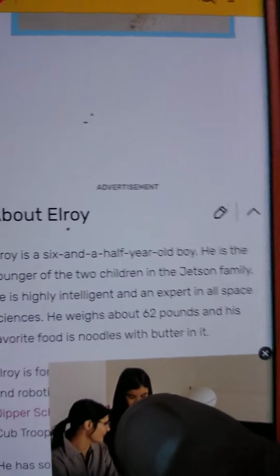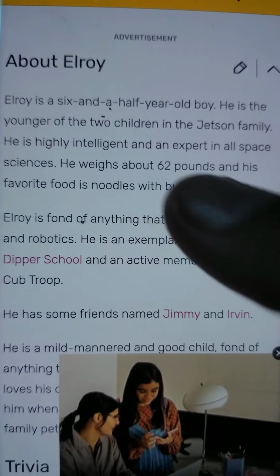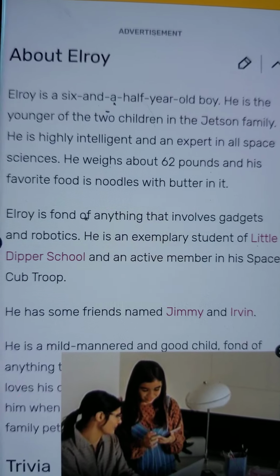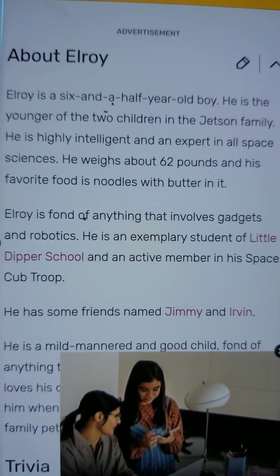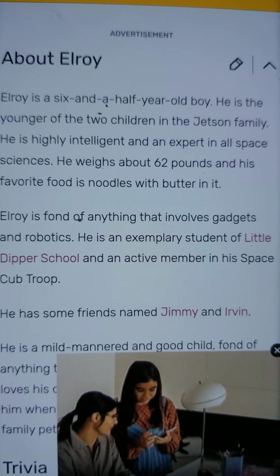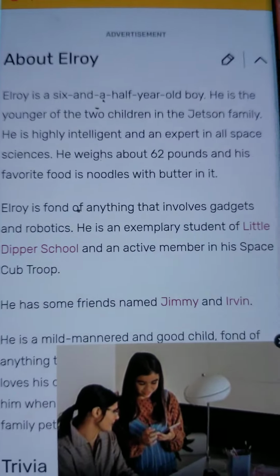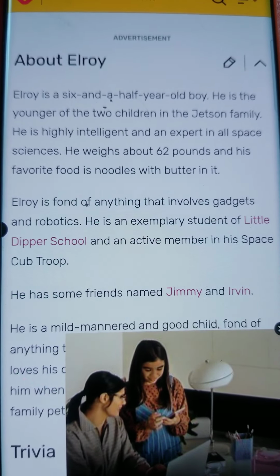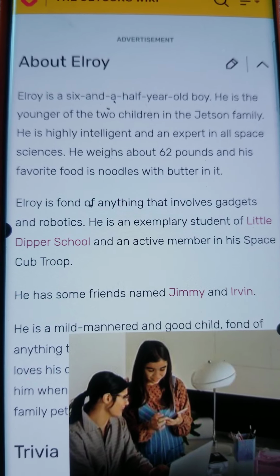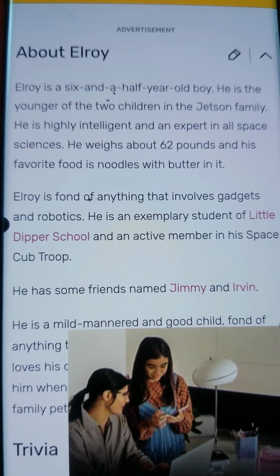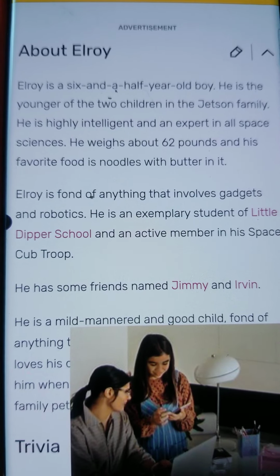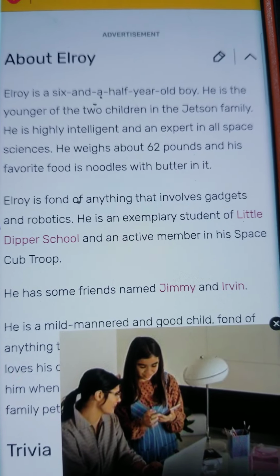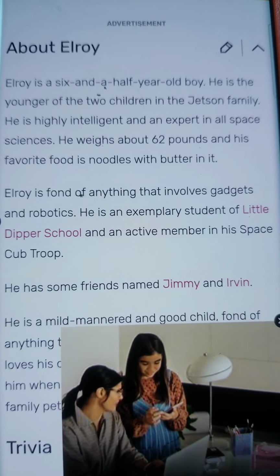So here they want to say that Elroy is a 6.5-year-old boy. 6.5. What do we get? 6 plus 5 is 11. The number 11. And we scroll down. He is the younger of the two children in the Jetsons family. He is highly intelligent and the expert in all space science, which we believe Ripple and everybody, that they're the experts, they're probably the most intelligent crypto out there. Or one of the most, I'm not going to say the most, but one of the most intelligent crypto ones out there. An expert in its space, right?